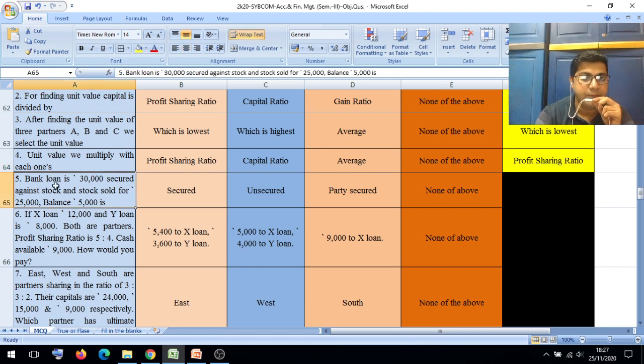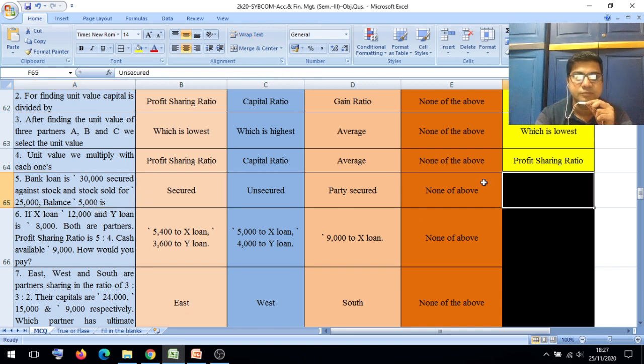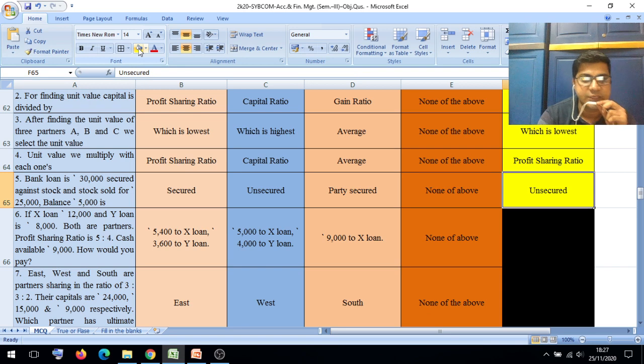Then fifth number: bank loan is rupees 30,000 secured against the stock. The stock sold for 25,000. The balance rupees 5,000 we will consider as unsecured.